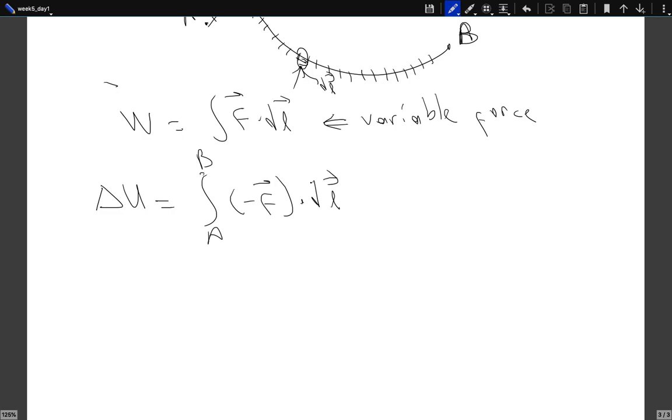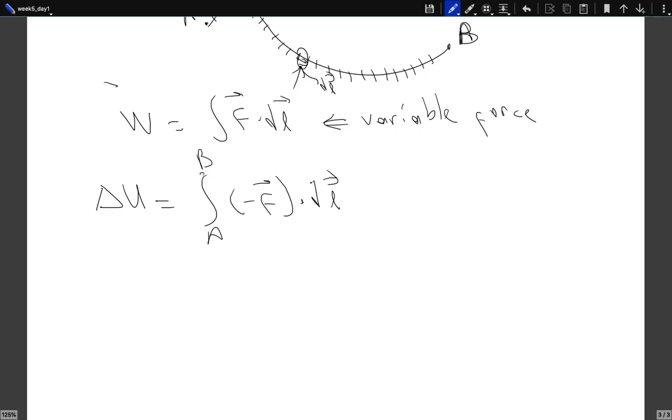So if it is gravity, if you just lift this up, the potential energy change is defined as minus the work done by the gravitational force as you are lifting this up. But you see, what is this minus F? Minus F is the force exerted against the gravitational attraction of Earth. So what is minus F as I move this thing upward? No, not the magnitude, the physical meaning.